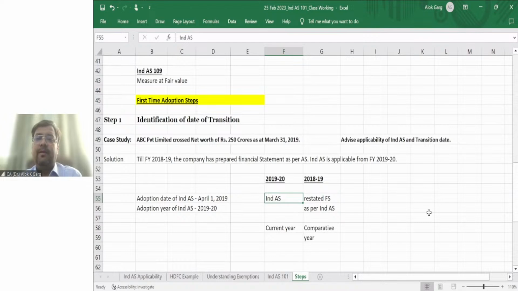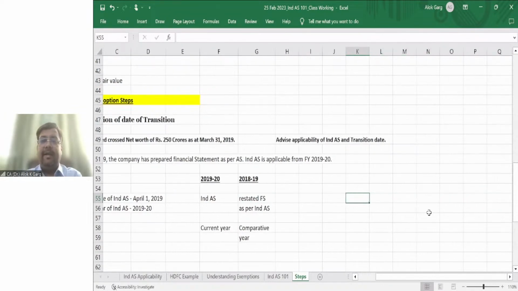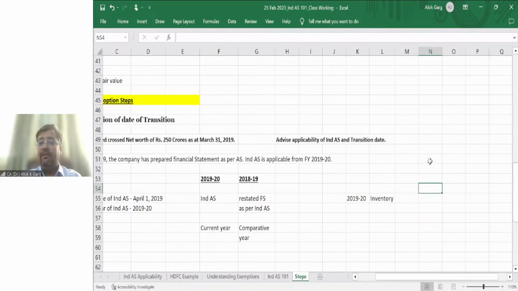Now tell me one thing. If you have to restate 2018-19 numbers as per Ind AS, don't you think you have to convert your opening numbers also as per Ind AS, right? For example, in 1920 there is an inventory. In 1920, how will the inventory balance come? For 1920, there will be an opening balance, then movement during the year, then closing balance, right? Closing balance.